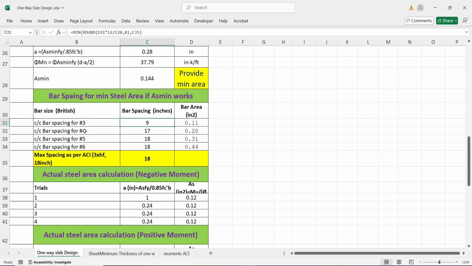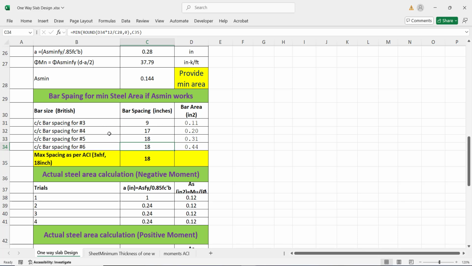If you use number 4 bar, it will be 17 inches. If you use number 5 bar, it will be 18 inches. If number 6 bar, it will be 18 inches. Why this 18? Because there is a limitation on the maximum spacing as per code. The maximum spacing allowed in a simply supported one-way slab is 3 times the depth of the slab or 18 inches. So we cannot exceed 18 inches, even if we use number 8 bar. So it is better to use a smaller diameter bar, that is number 3 or number 4.